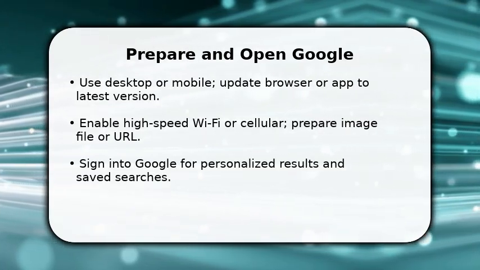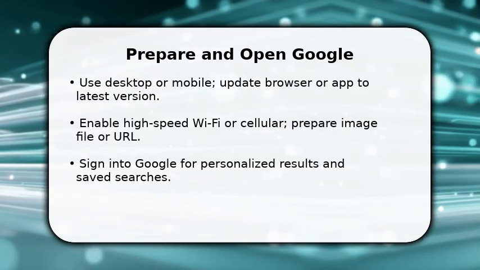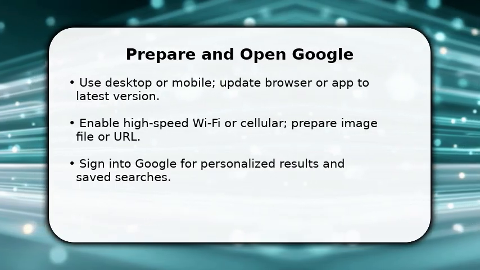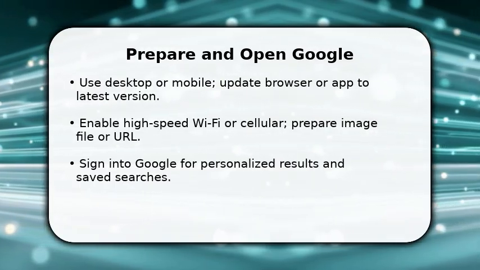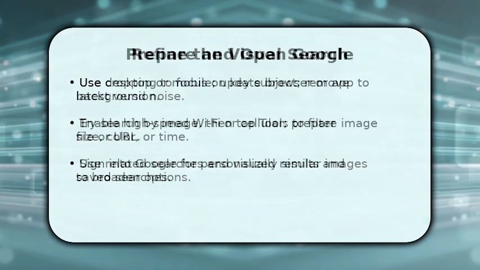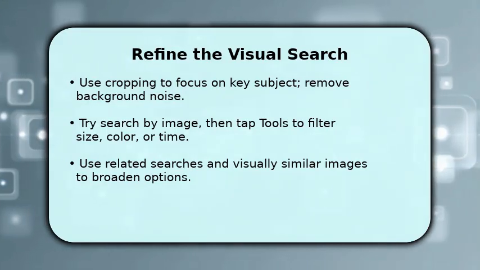Do this now so Google can analyze visual features like shapes, colors, and text. Those drive matching accuracy. Once your image is uploaded, crop to the subject that matters. Google reads the cropped area first. Then inspect the results page. Switch to tools to filter by size, color, and time to weed out irrelevant items.